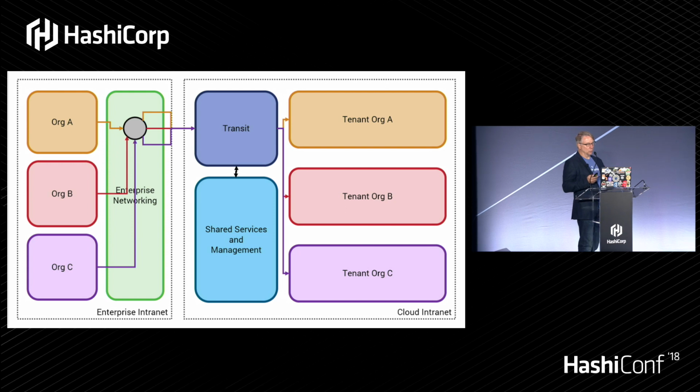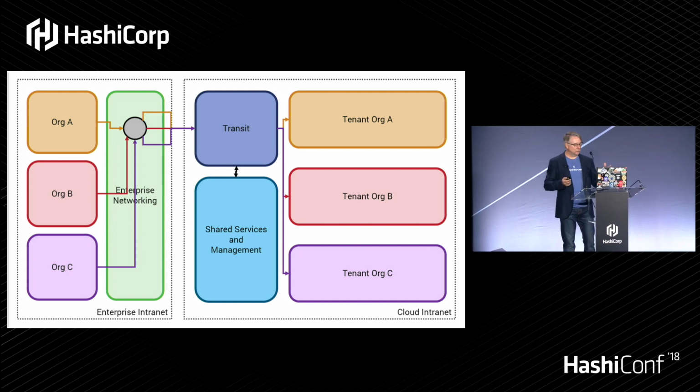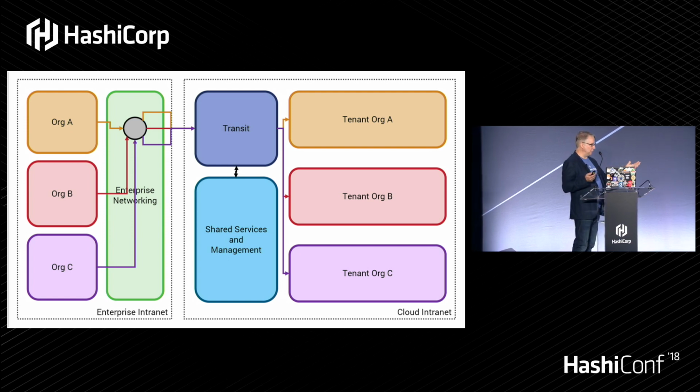For the purposes of what we're saying here, these tenants we're going to call tenant product instances. So any one of tenant org A would potentially be the dev environment for this application that a tenant is bringing over there.